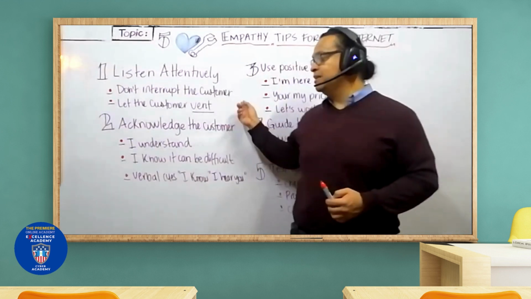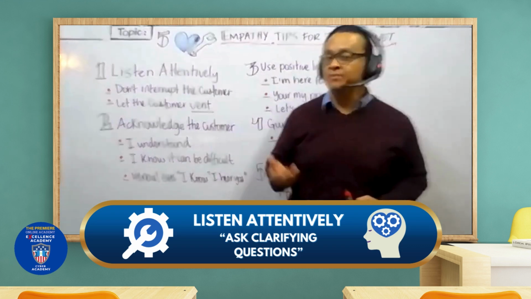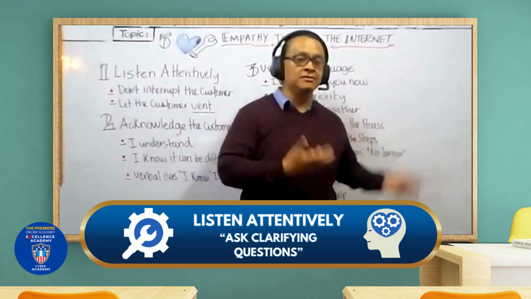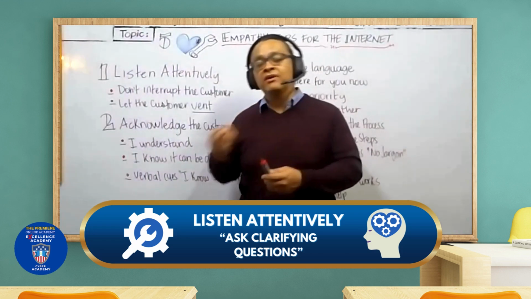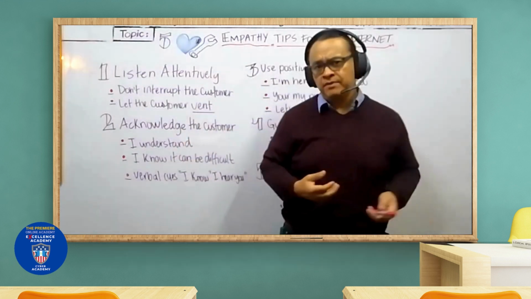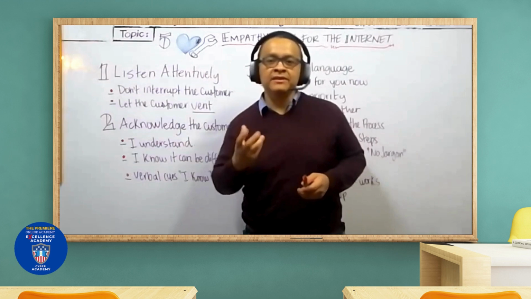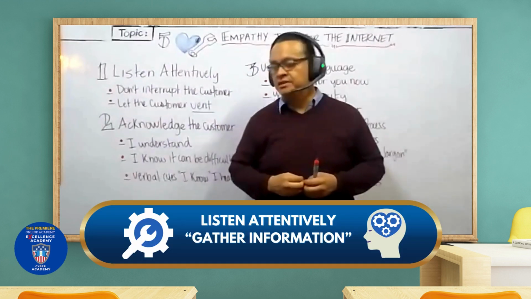Also, it's very important in this stage also to ask clarifying questions. So for example, you say your internet is slow. Can you tell me when this happens? Or you say you don't have coverage. When does this happen? Or when did this problem start to happen? So during the active listening part, it's important for you to gather as much information as you can.